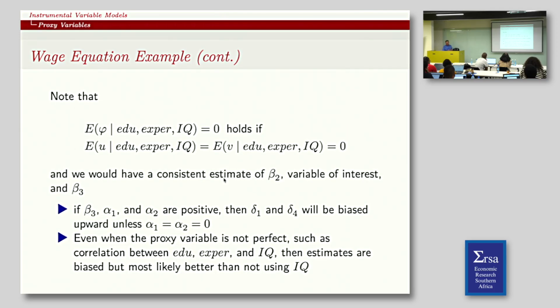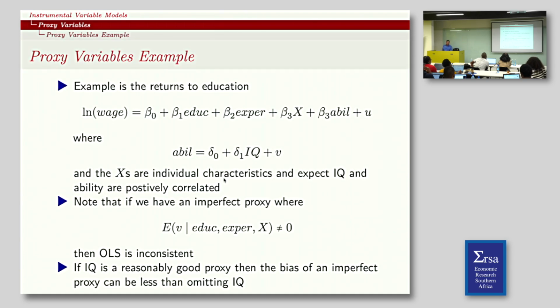So even when a proxy variable isn't perfect, meaning that there might still be some leftover correlation in the model, the estimates are still biased, but they tend to be better than if we didn't actually have a proxy. Okay, so here's an example based on that.